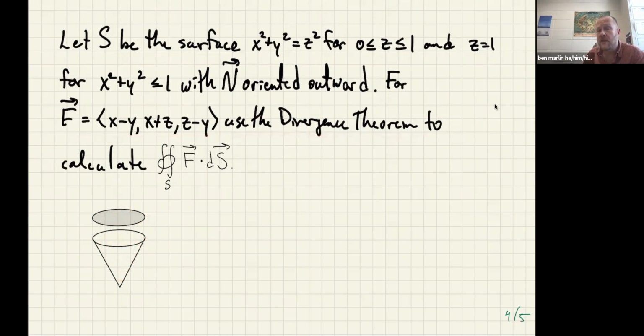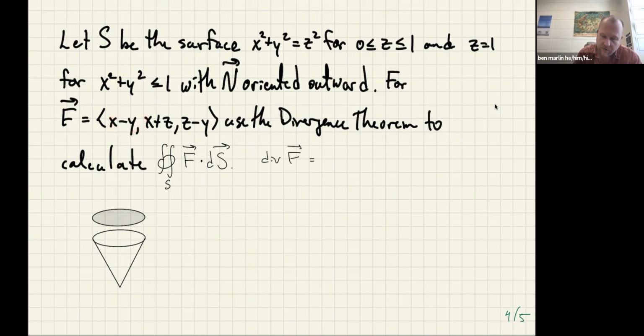If you decide to do a flux integral because you're just a masochist, you're not using the divergence theorem. You have to use the divergence theorem here. So it asks you to get that flux integral. The thing you'll have to do is calculate the divergence of F.